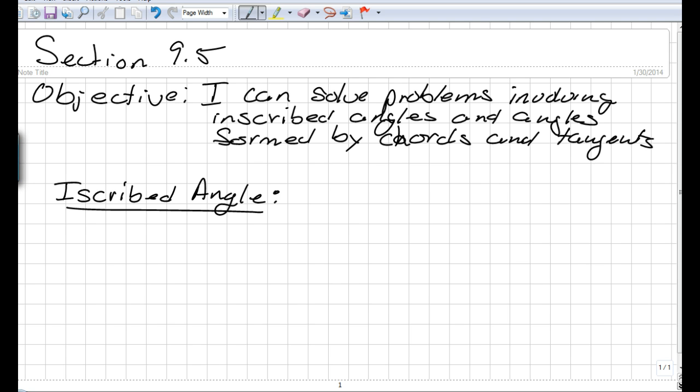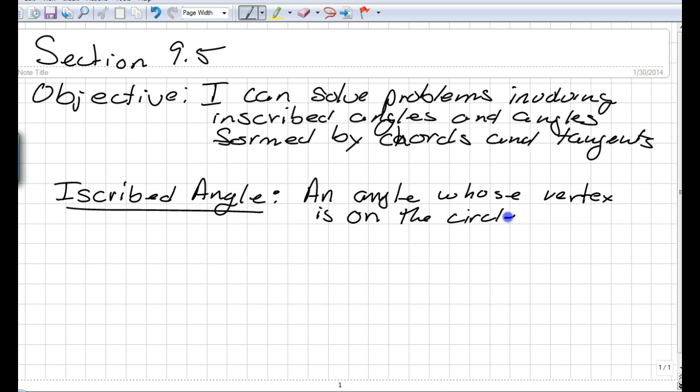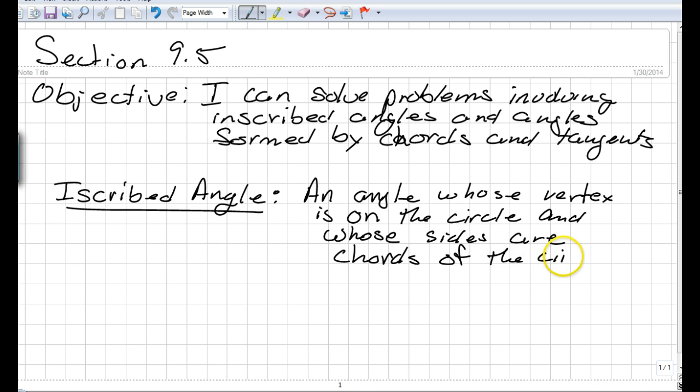What is it? It is an angle whose vertex is on the circle and whose sides are chords of the circle. Okay?